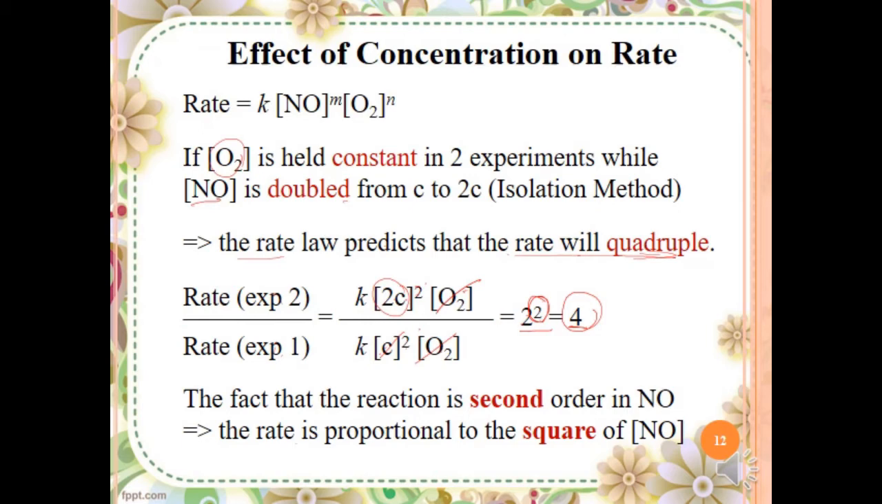So the rate is proportional to the square of the nitrogen oxide concentration. Okay, order of reaction 2.